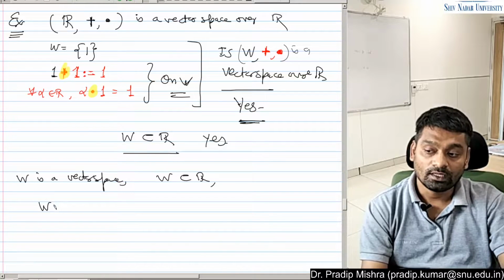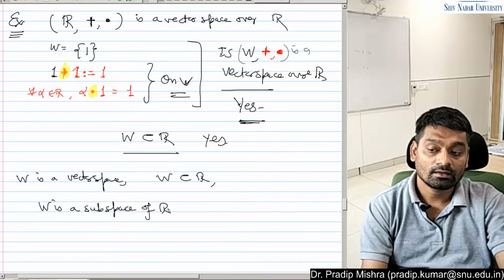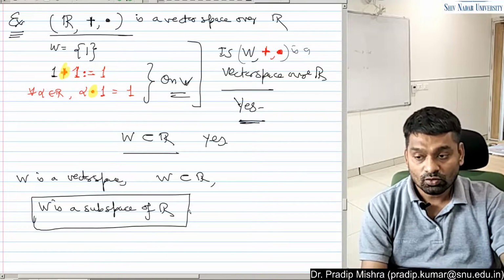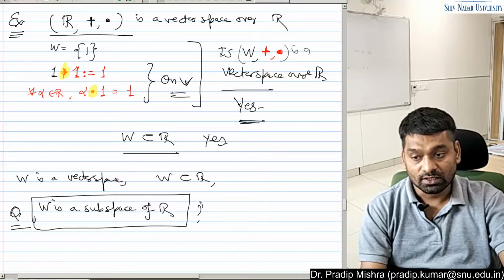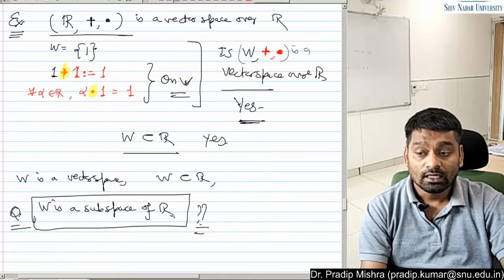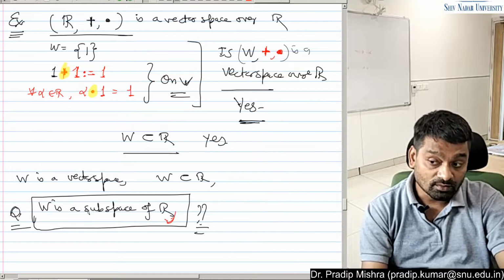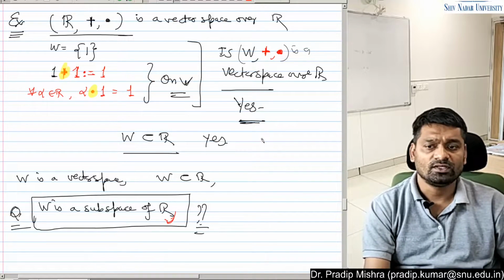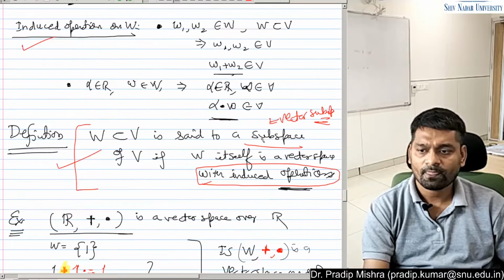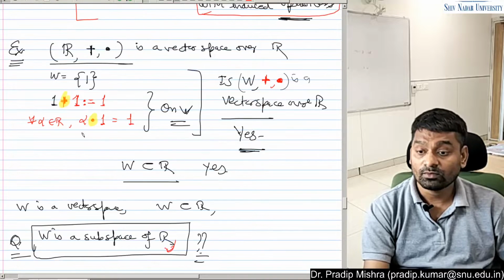Now the question is whether W is a subspace of R. The question is whether W is a subspace of this R, this vector space. Once someone is asking this question, there are a lot of hidden things he did not mention. One is R with respect to this addition, this scalar multiplication. Now W is a subspace of R or not? So let's go back to the definition. What is your answer? Pause the video, give the answer, and then go back to the definition with me. W subset V is said to be a subspace if W itself is a vector space. So W is a vector space.